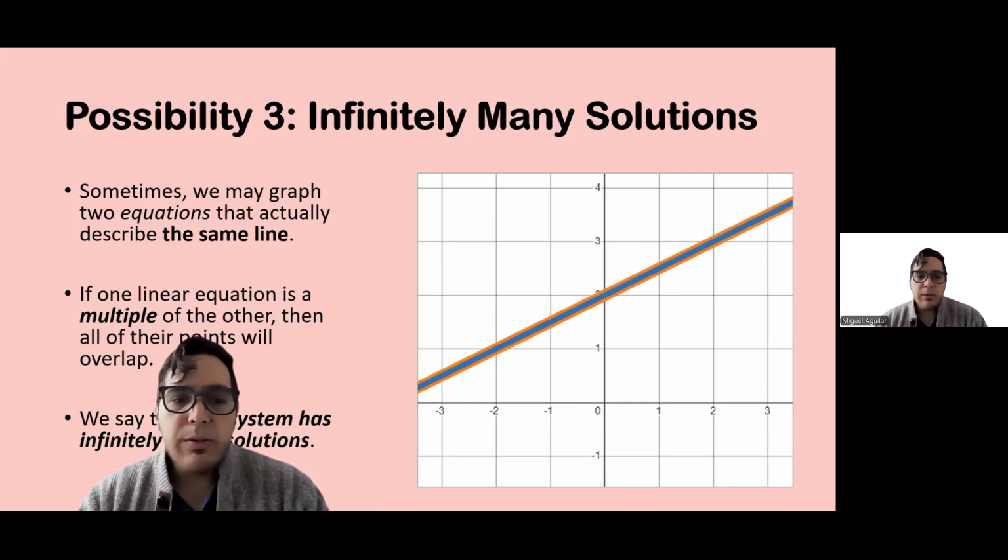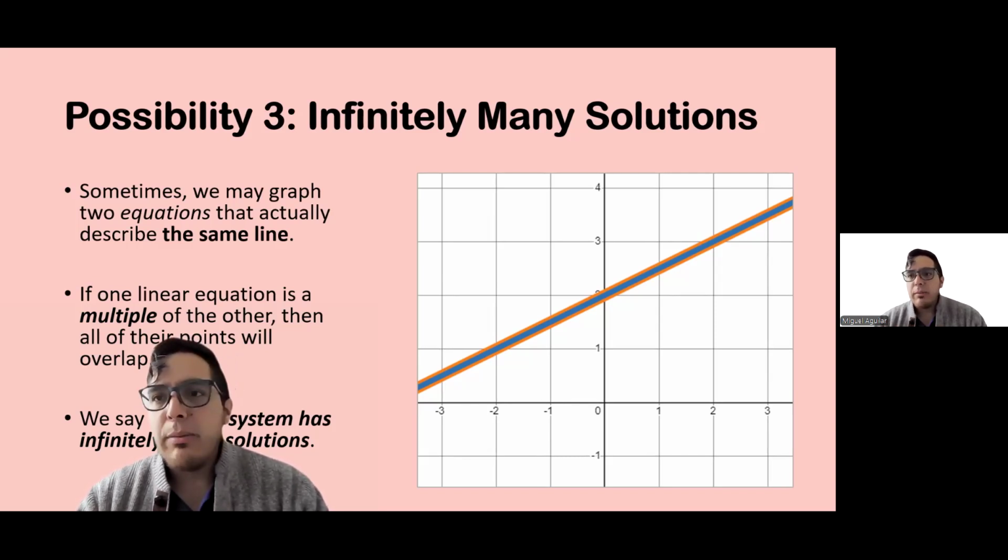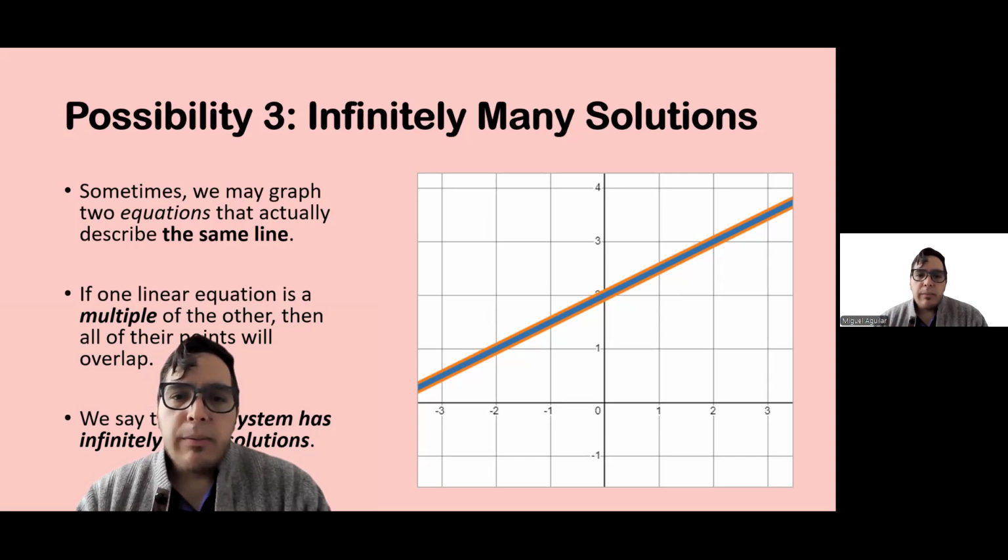But most of the time, we'll just go through the process of choosing the X values, finding the Y values and then graphing them. And if all of the ordered pairs are the same, then we're going to say the system has infinitely many solutions. So those are the three possibilities that we want to look out for. And I'm going to go ahead and stop right there.